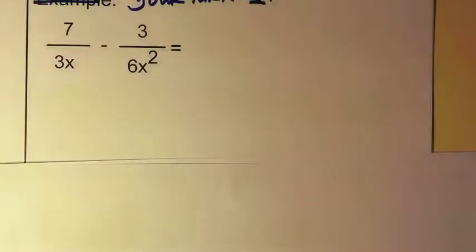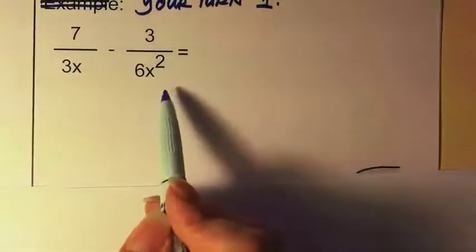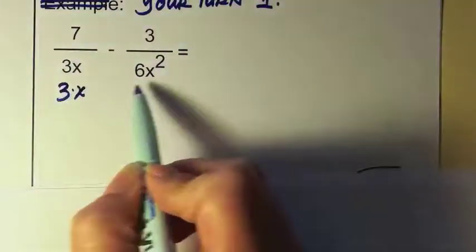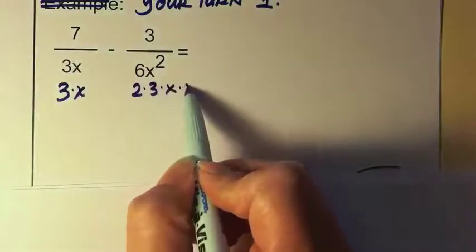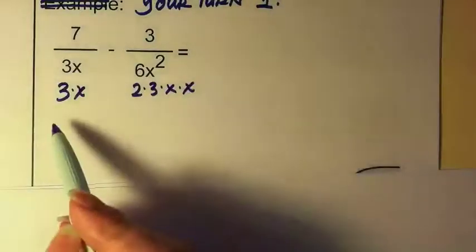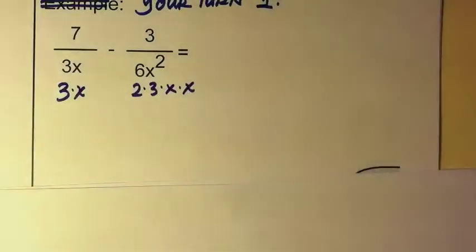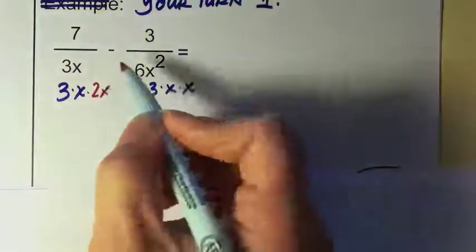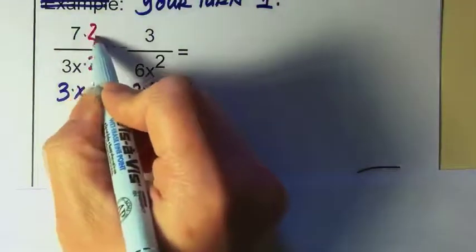Now that you've tried it, let's go ahead and check to see what you got. So we get a common denominator, same thing. This is 3 times x. This is 2 times 3 times x times x. We're looking for a common denominator. This needs a 2 and an x, so we're going to give it 2 and x. Whatever you do to the bottom, you do to the top.